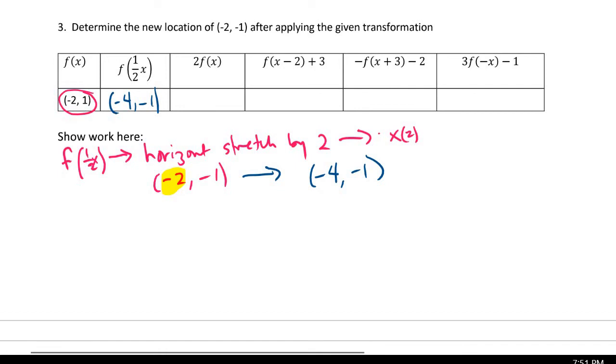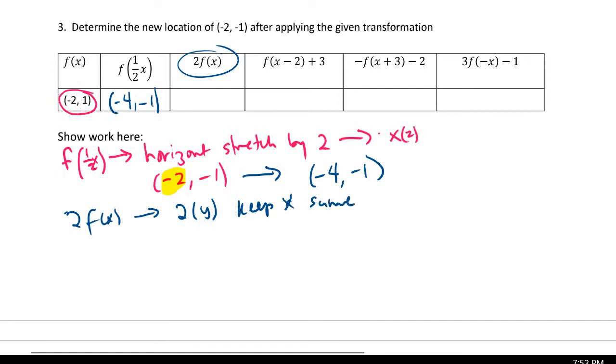We go to the next one, 2 f of x. So this one means a vertical stretch by 2. In that case, you are going to multiply the y by 2 and keep x the same. So that means you're going to do 2 times the y and keep x the same. Keep x same. All right.